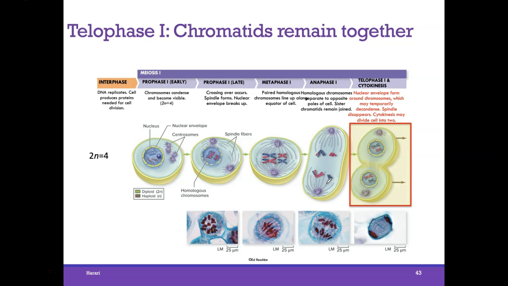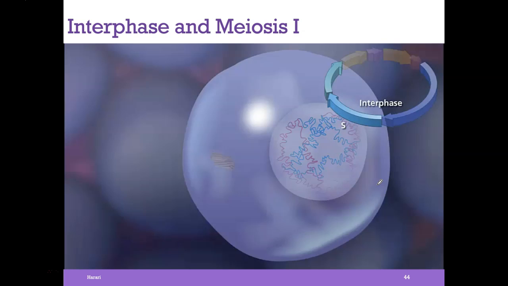And then finally, in telophase and cytokinesis, we have the opposite of prophase. So the nuclear envelope will reform around the chromosomes. Chromosomes may temporarily decondense, the spindle disappears, and cytokinesis divides the cell into 2. So that is the end of meiosis I. So let's watch what happened so far.